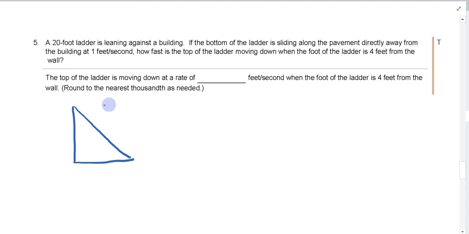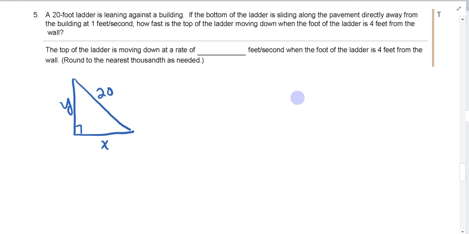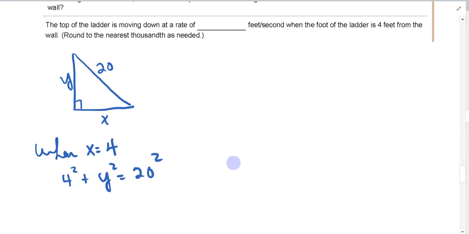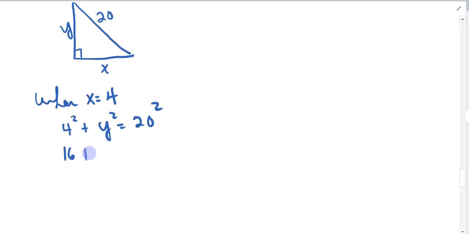So the ladder is 20 feet. So we could say that's 20. And let's just go ahead and call this x and this y, because here's our ladder. How far away it is, when we're talking about this, is going to be 4. So when x is 4, we could say when x equals 4, I'm going to have 4 squared plus y squared equals 20 squared. So 16 plus y squared equals 400.